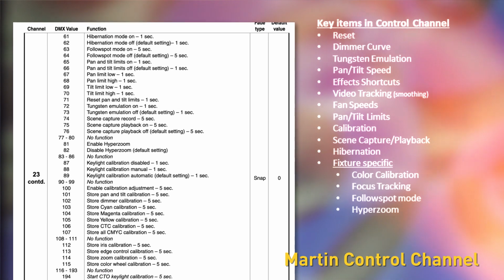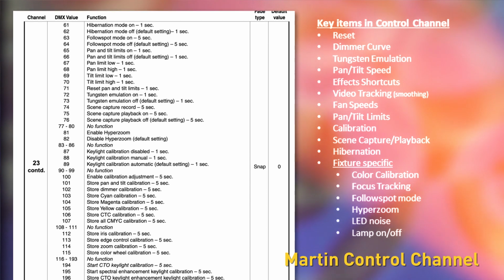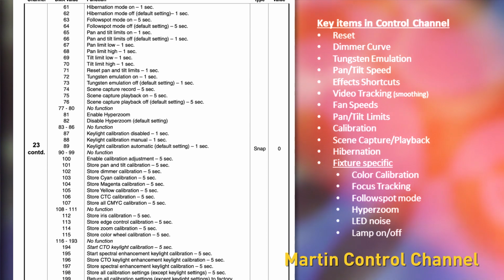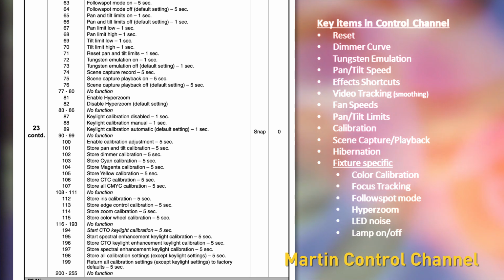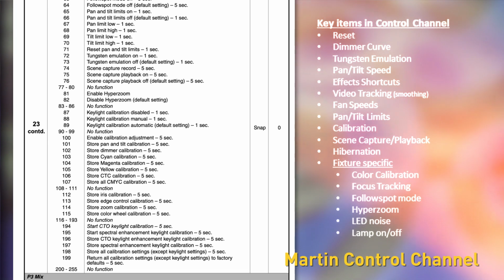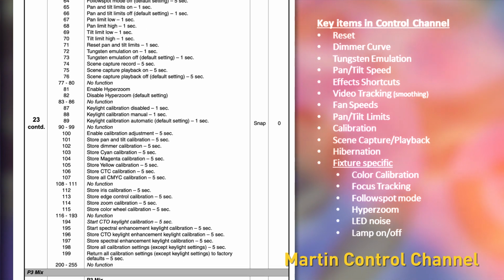Some of the key ones for Martin is that you can change to tungsten emulation mode, where the fixture will behave as a tungsten fixture. You can change the fan settings to make the fixture be quieter for certain scenes where you want it to be super quiet, then put it back in its normal mode when you're finished with that scene. You can change the dimmer curve.